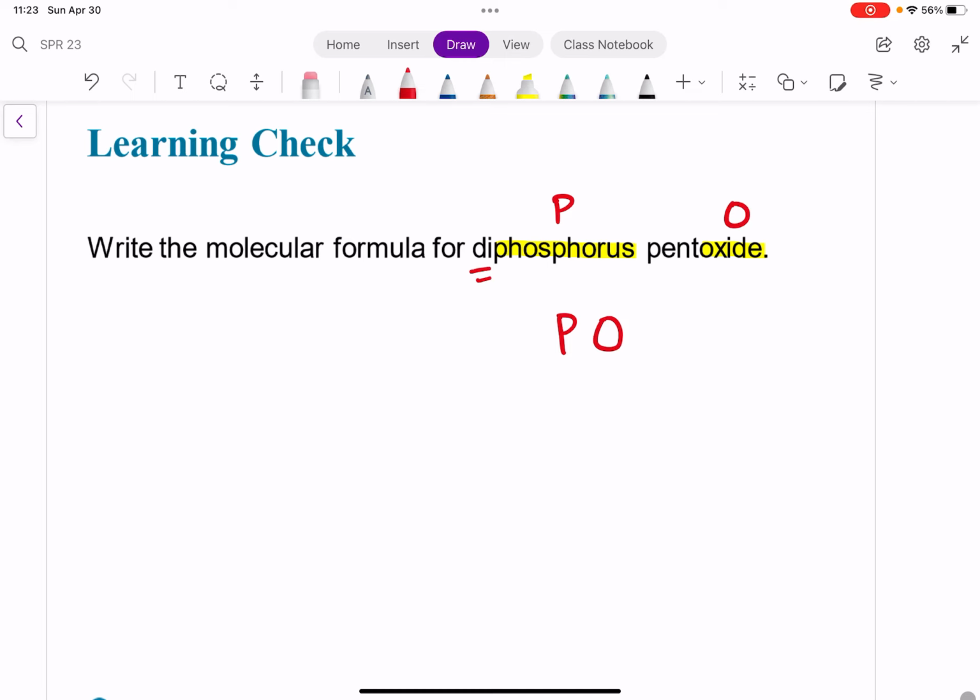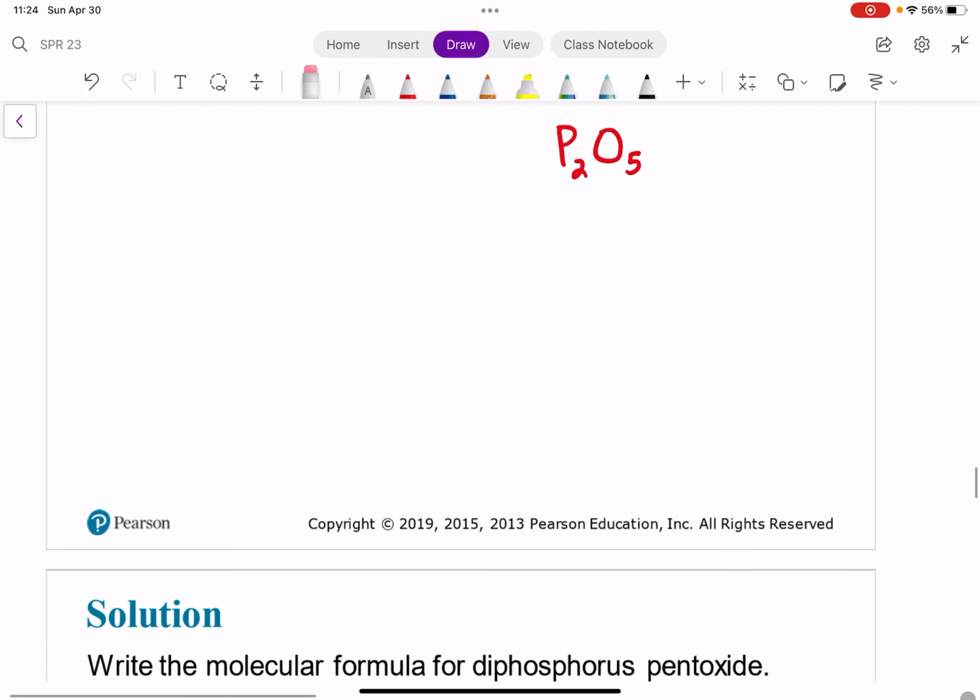Okay, what's the number for di? Yeah, 2. Diphosphorus pentoxide. What's the number for pent? Yeah, 5. Pentagon, right? A pentagon has 5 sides. That looks like this, right? Pentoxide. Yeah. Why isn't it pentaoxide? Yeah, we drop that vowel. Drop that vowel because pentaoxide sounds like a little bit of a mouthful. Okay, so pentoxide. Yeah, P2O5.